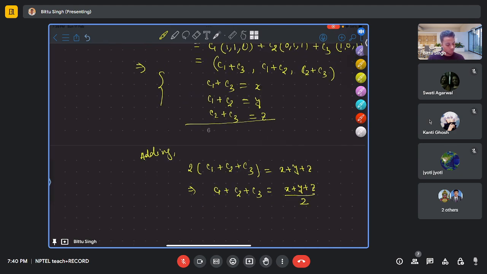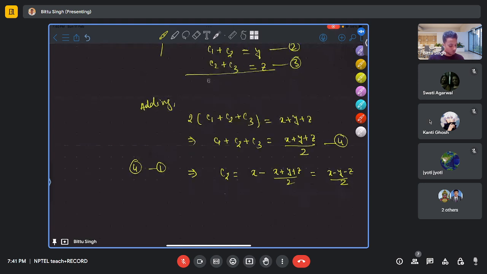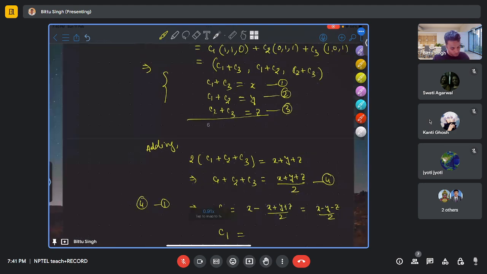So now you can solve. This is equation 4. Subtract equation 1 from 4. This gives C2 equal to (x plus y plus z) by 2 minus x, which is the same as (y plus z minus x) by 2. Similarly for C1 and C3, from the symmetry, is it clear from the symmetry? No. Let us.